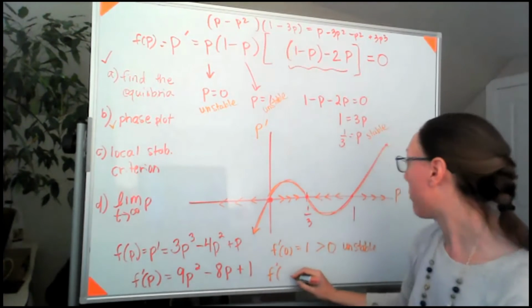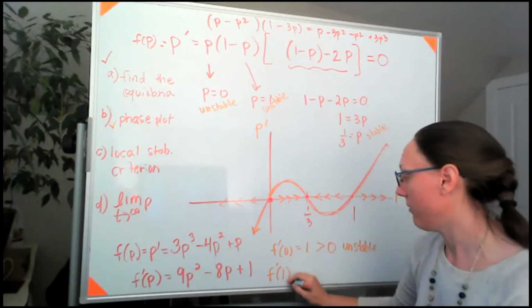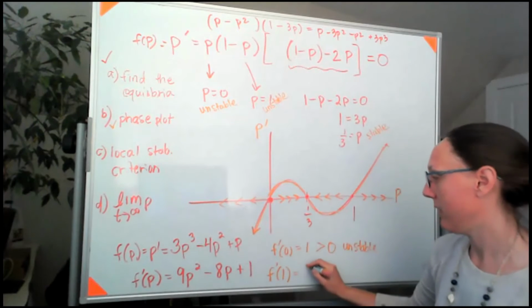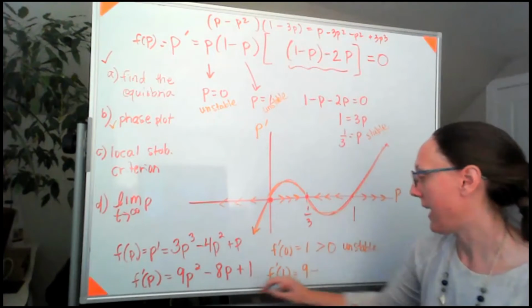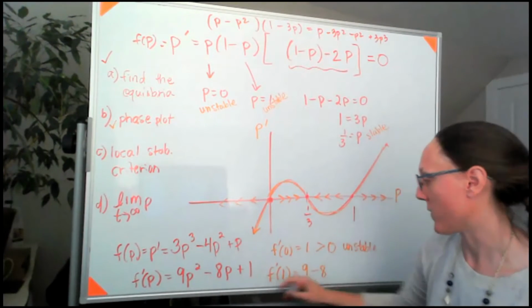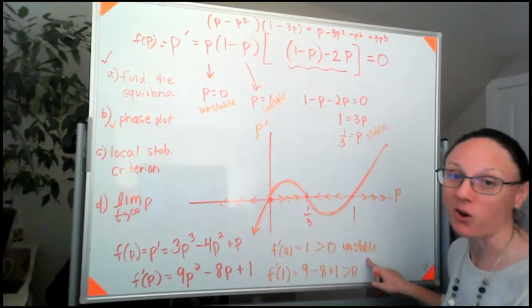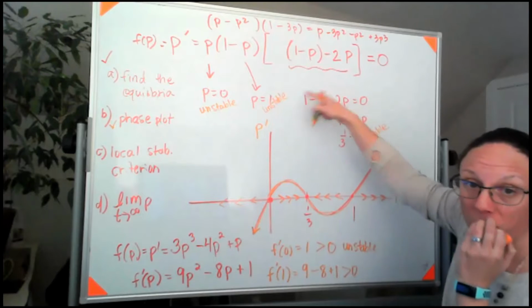If I look at f prime of 1, I'm going to get 9 minus 8 plus 1, which is also greater than 0, so it's also unstable, which is what we got.